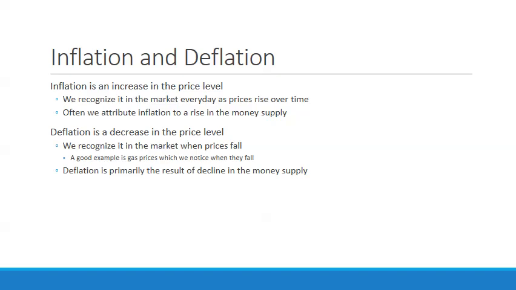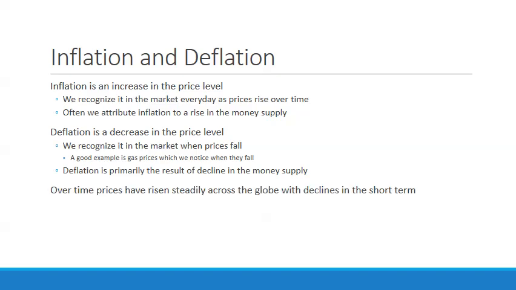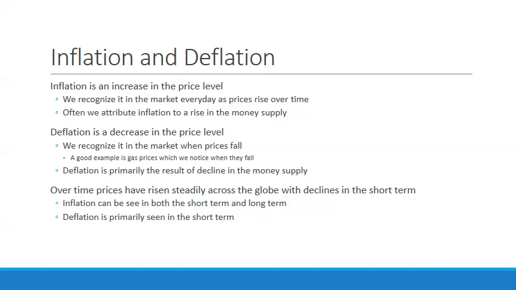Deflation is primarily the result of a decline in the money supply. Now, over time, prices have risen steadily across the globe, with declines taking place more in the short term. It's not like we've seen anywhere a long-term fall in prices over a lengthy amount of time. Rather, it's been within a short time, a couple of years here and there, and then prices begin to rise again. Now, inflation can be seen in both the short term and the long term. Deflation is primarily seen in the short term because any country experiencing deflation in the long term will purposely use policies to inflate the currency.